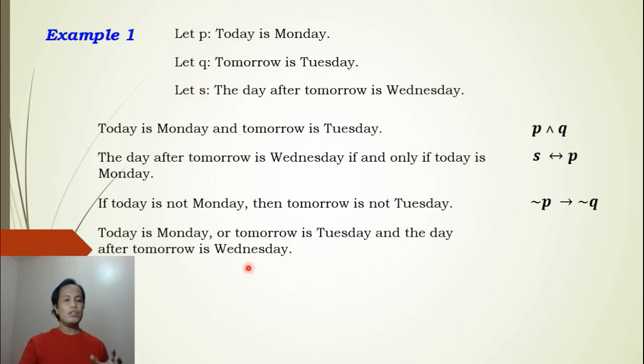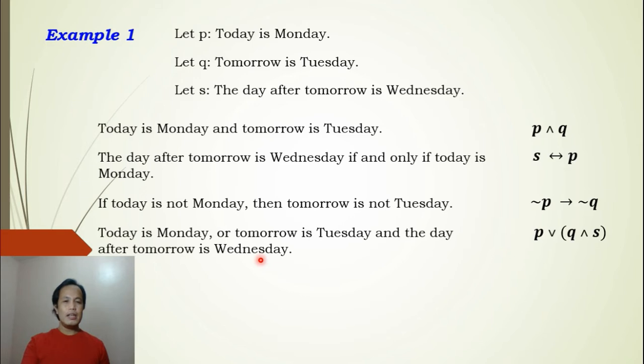So if we are going to write this one into symbolic logic, we will have the symbol. The P, which is this statement. Then this symbol "or," because our connector here is "or." Tomorrow is Tuesday, which is our Q. And which is our connector for conjunction. So we have here the S, the day after tomorrow.